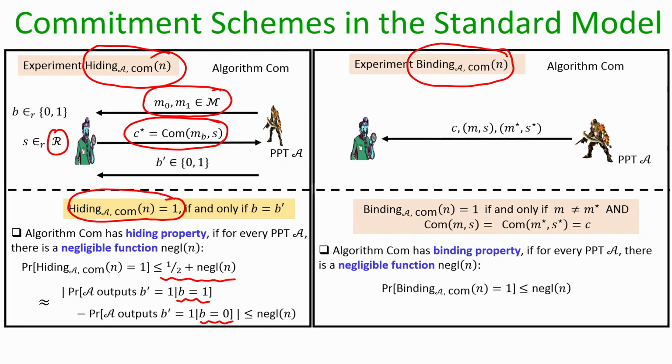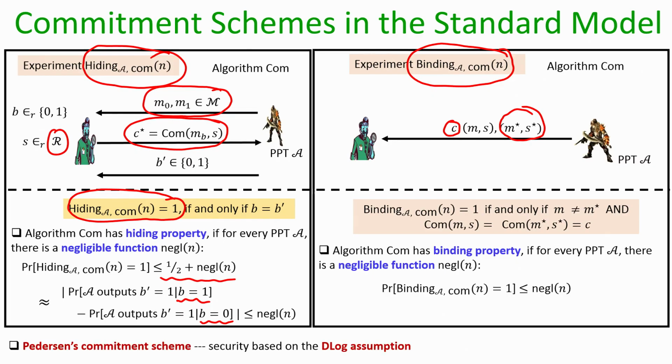where the adversary simply submits a commitment C and a pair of message comma randomness M, S and another pair of message comma randomness M star, S star, such that M and M star are different, but still the commitment of M with respect to the randomness S and the commitment of M star with respect to the randomness S star turns out to be the same value C. And we say that the algorithm COM has the binding property if the probability that any polytime adversary could come up with a pair of different messages committing to the same commitment is upper bounded by a negligible probability.